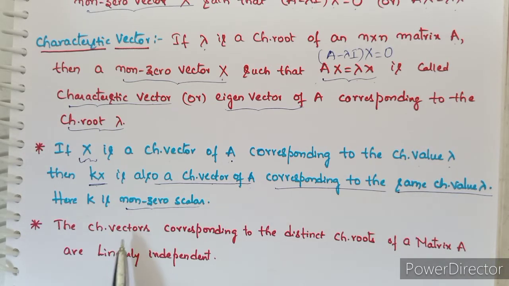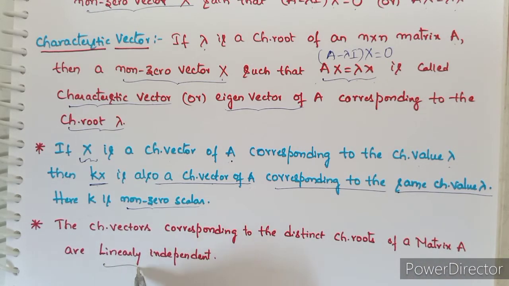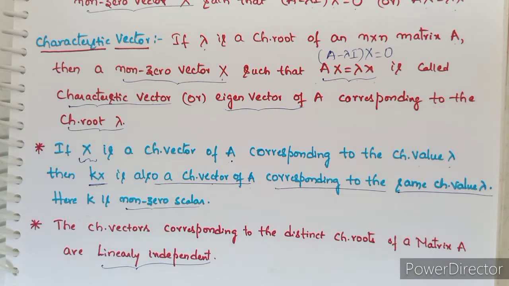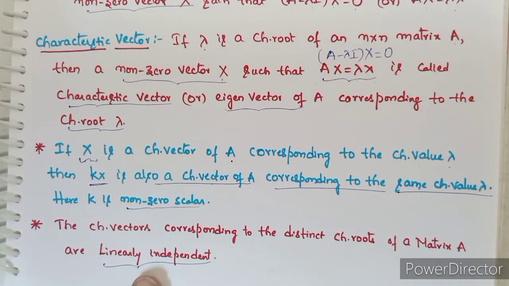Second one is, the characteristic vectors corresponding to the distinct characteristic roots of matrix A are always linearly independent.